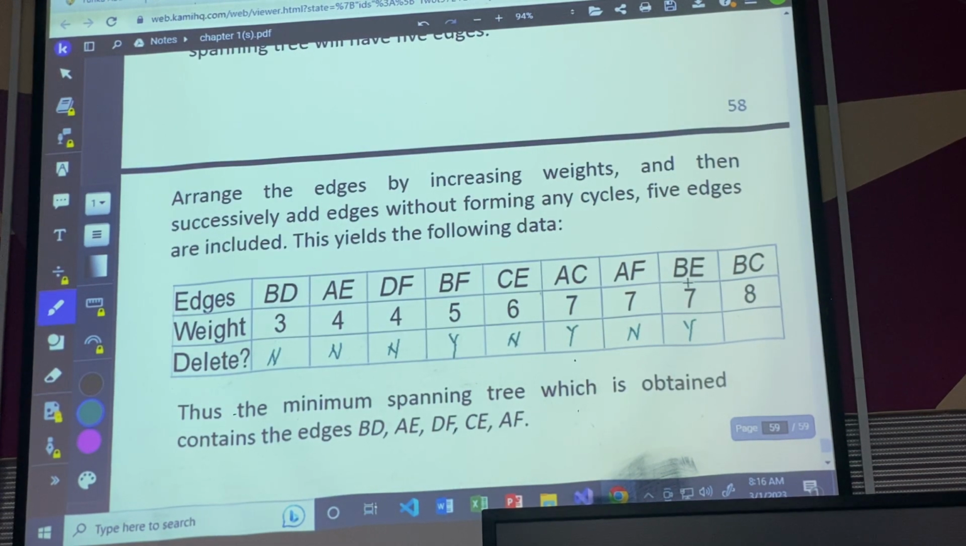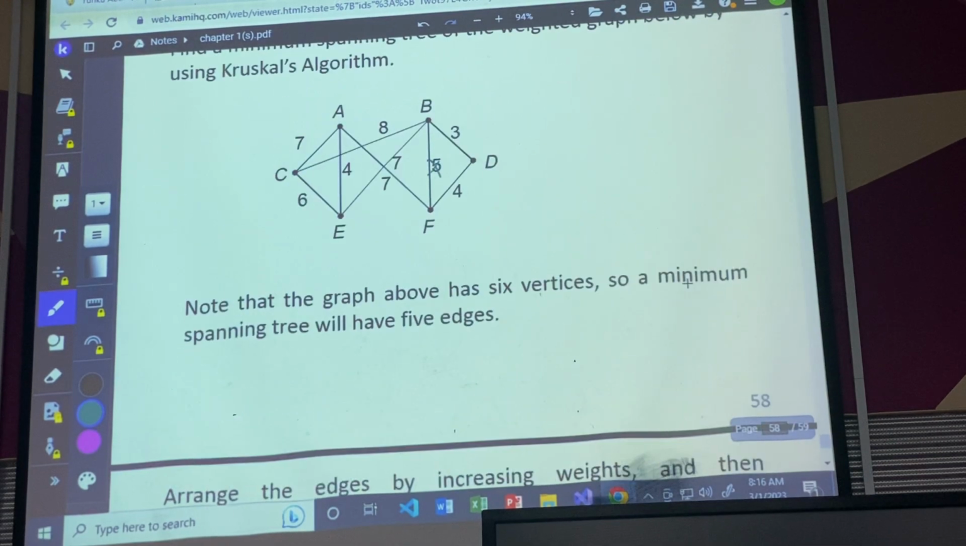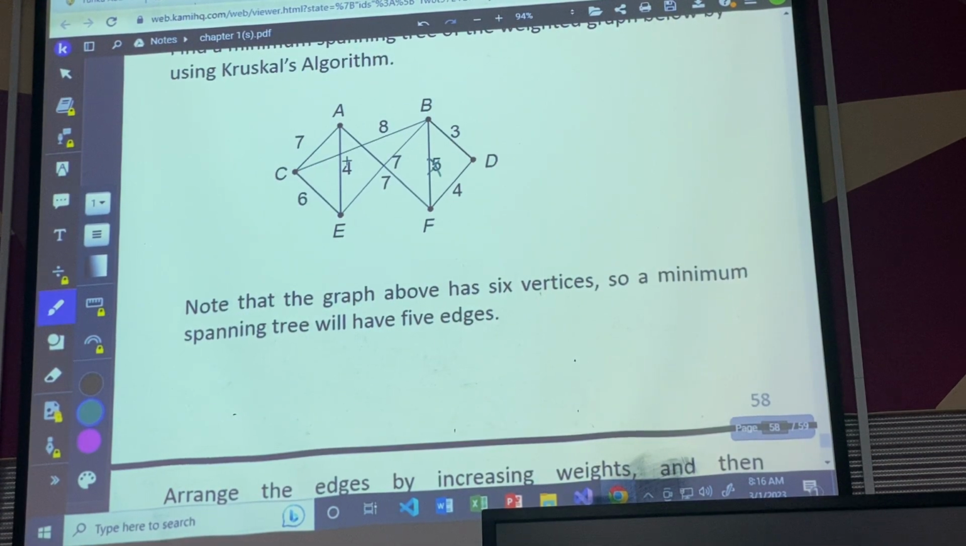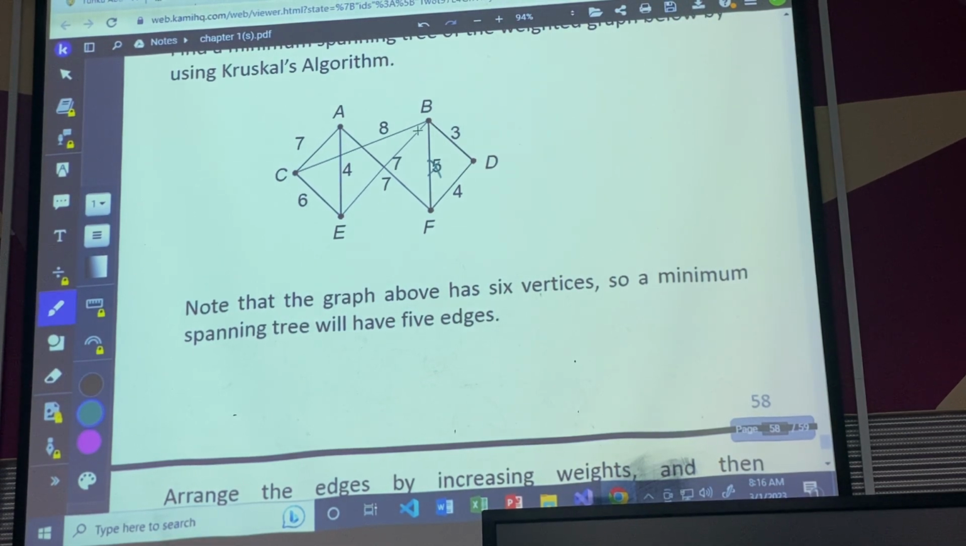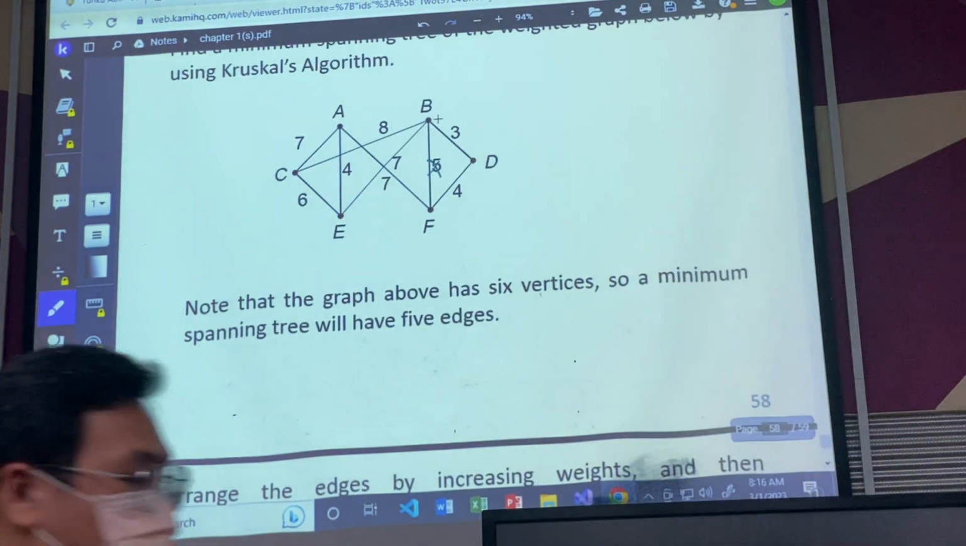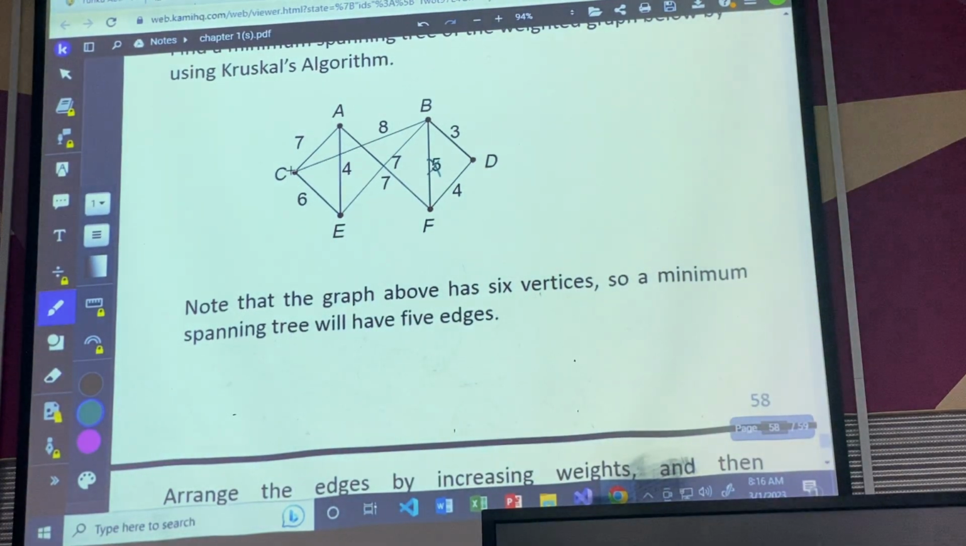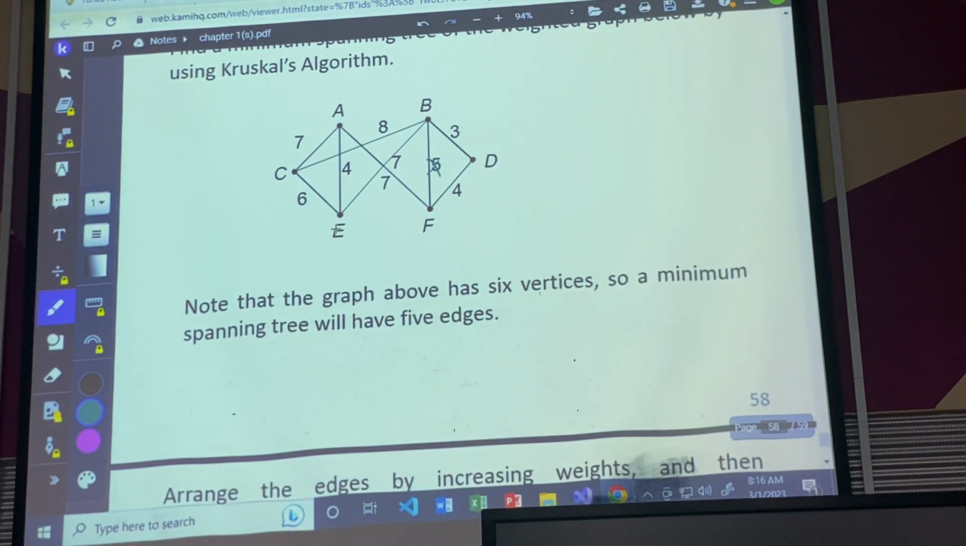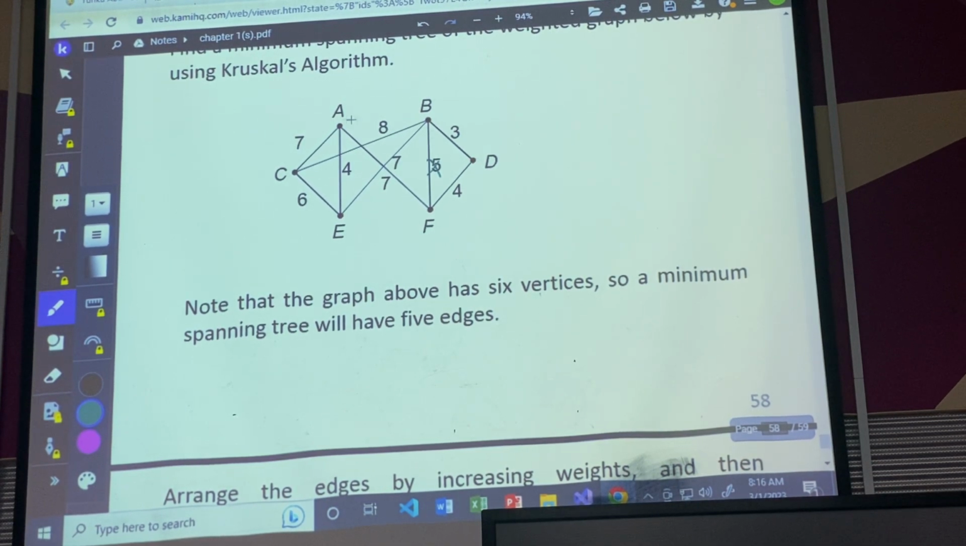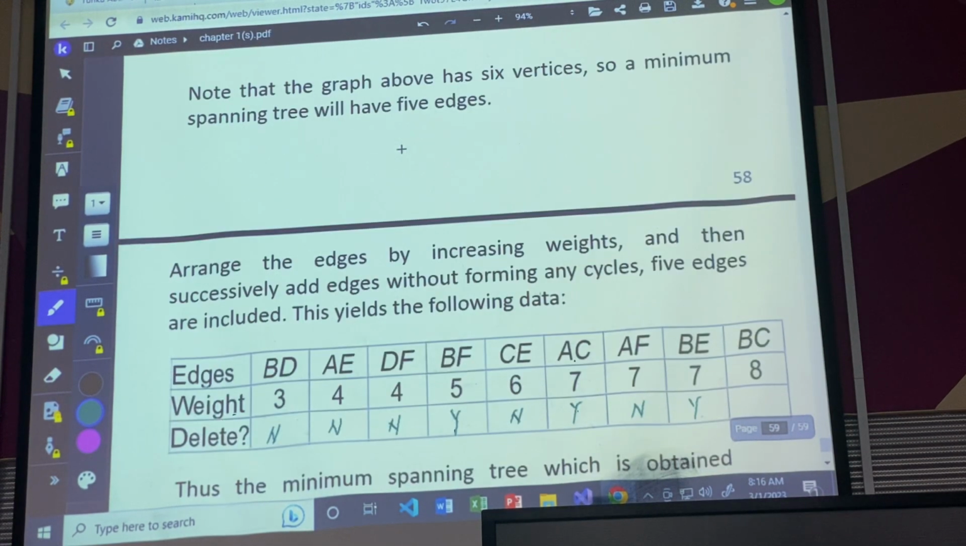And the last one, BC, delete or not? Also delete, right? Okay, BC here. So if you choose BC, then you will have BC, then you have CE, AE, and then you have AF. So this one will form a cycle inside. Okay, so you can try to draw, you will see a cycle there. So this one, you will delete also.